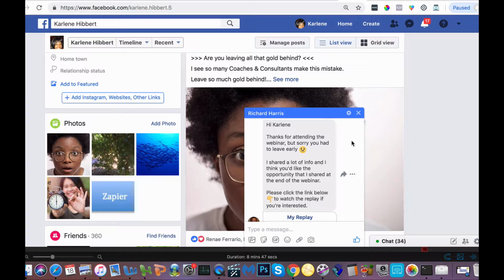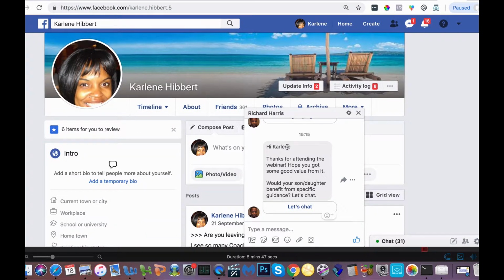Okay, so we've had a look at those who registered but didn't attend, the no-shows, if you will. We've had a look at those who attended but had to leave early. And now we're going to look at the message that we'll send to somebody who registered, stayed until the end, but for whatever reason, they didn't book a strategy session or they didn't buy.